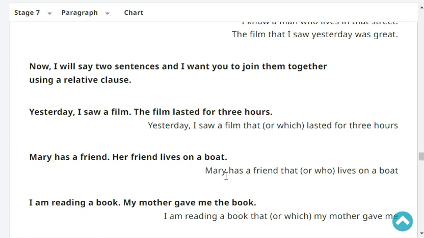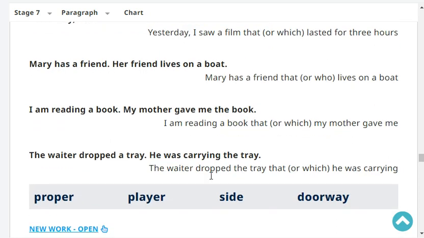Mary has a friend. Her friend lives on a boat. Mary has a friend who lives on the boat. Very good.